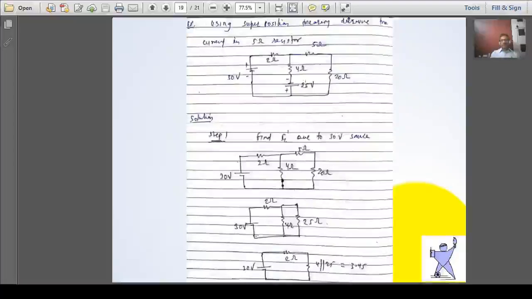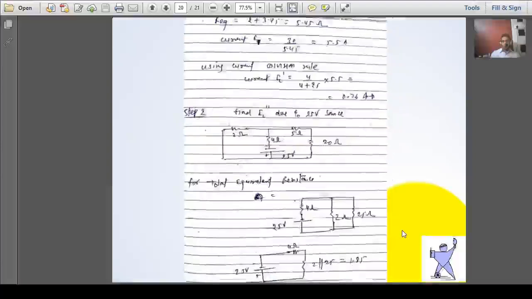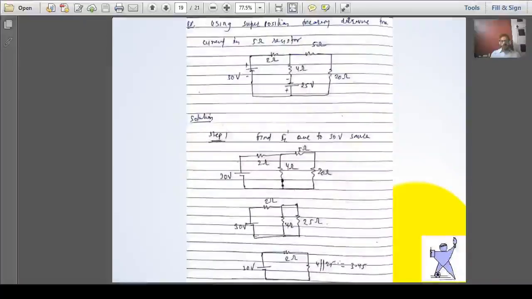So this voltage source will be replaced by a short circuit. Now these two are in series, and 5 and 20 means the 25 ohm resistor is in parallel with the 4 ohm. So the picture is like that. The 30 volt source is there, and the 2 ohm resistor. So the total resistance is the series combination of 2 ohm and 3.45 ohm, so the equivalent resistance is 2 plus 3.45.